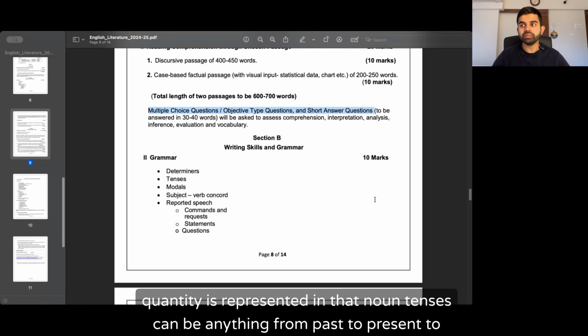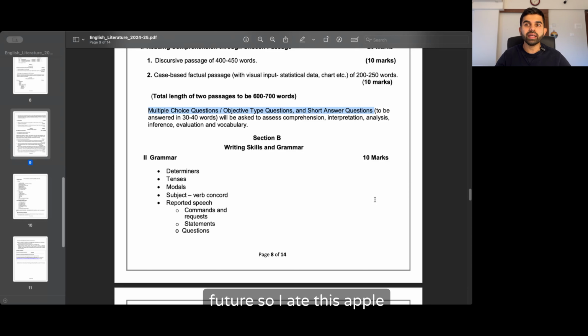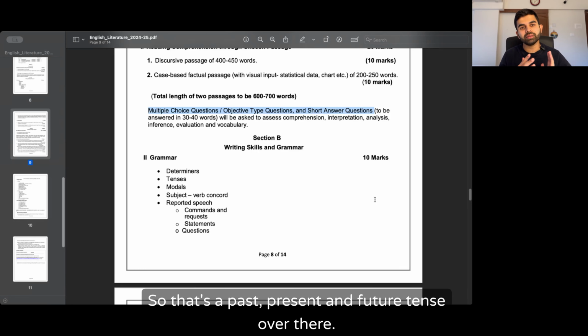Tenses can be anything from past to present to future. So I ate this apple. I am eating this apple. I will eat this apple. So that's a past, present, and future tense over there.